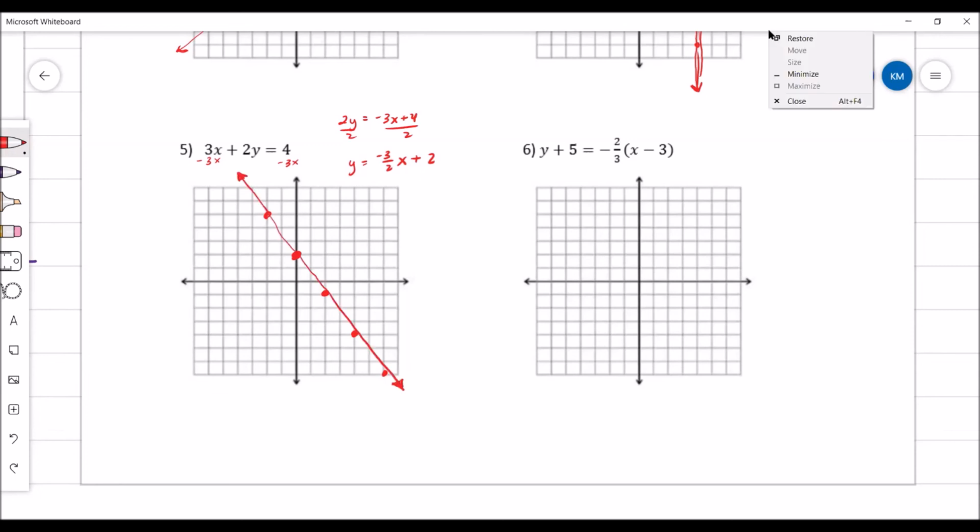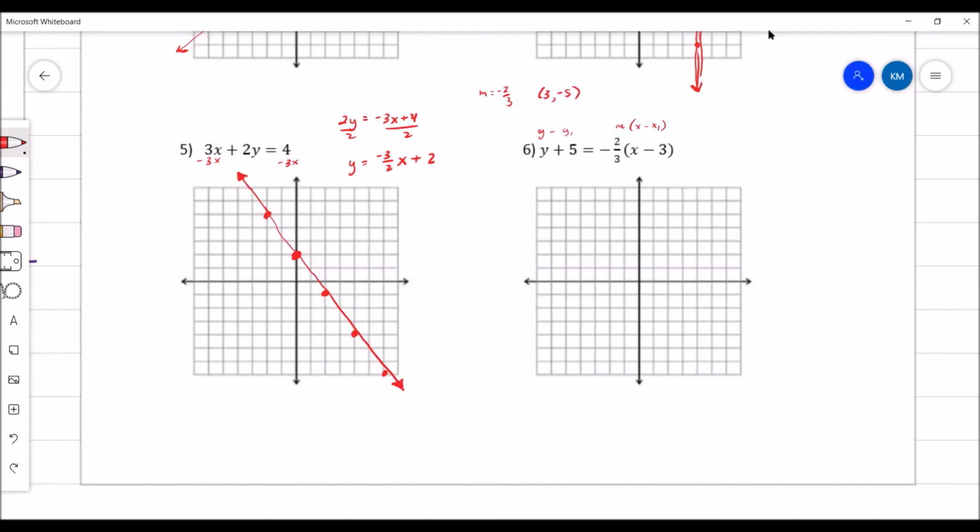And finally, we have y plus 5 equals negative 2/3 x minus 3. A couple ways you can do this. One way is to decipher point-slope form: y minus y1 equals m times x minus x1. What's my x1 value? Minus 3, so that means the x must be positive 3. What's my y1 value? Plus 5, that means the y must be negative 5. What's my slope? Negative 2/3. Basically you start at 3, -5, and then follow this slope. That's one way you could do it.